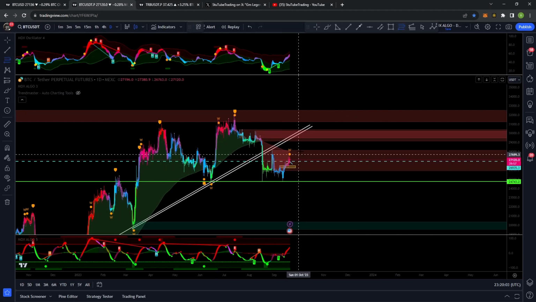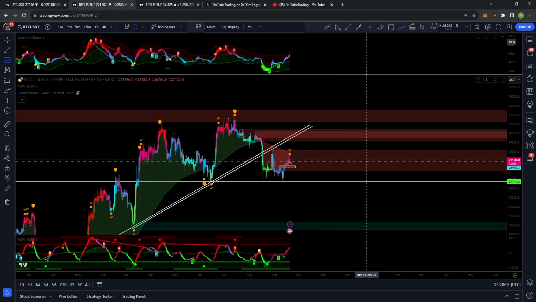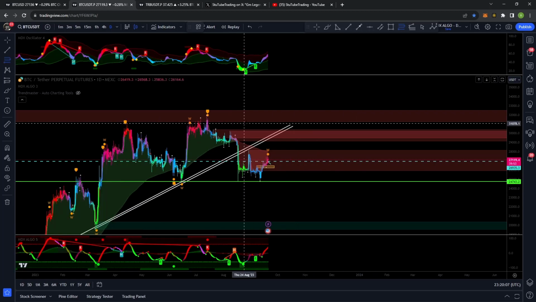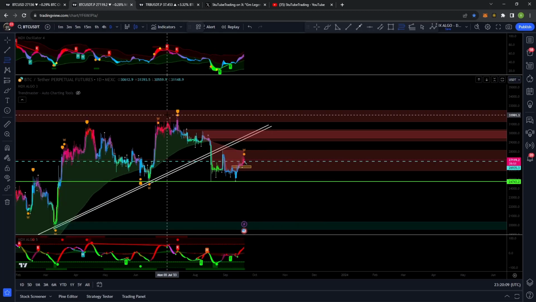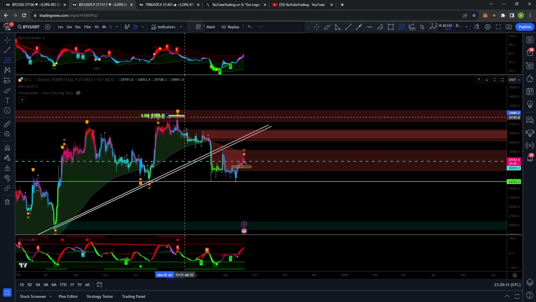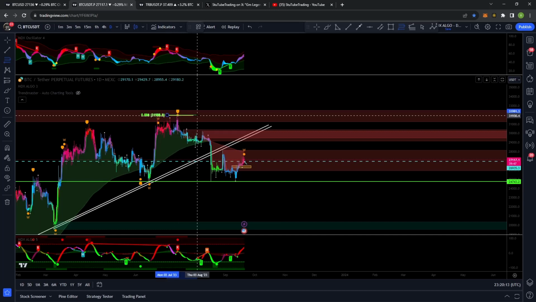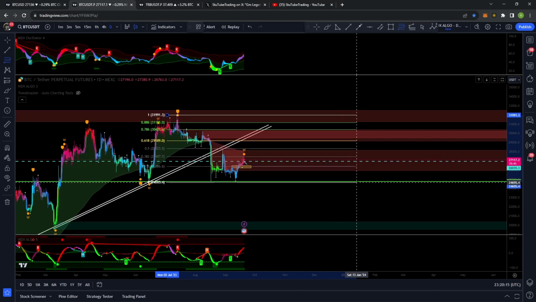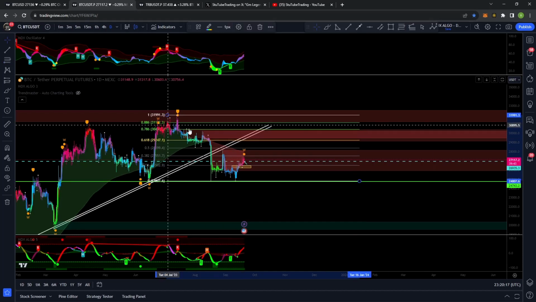Just looking for, if we do get some kind of a rally right now, what are some other ways we can look for some targets? So let's just look for rejection Fibonacci's. You guys know I love the 786 and 886 Fibonacci levels. That would actually be the pocket right between these supply zones.